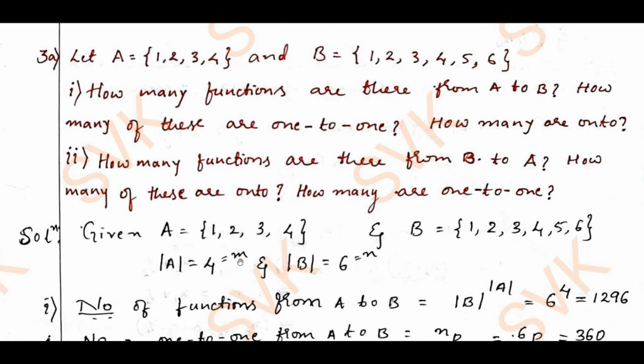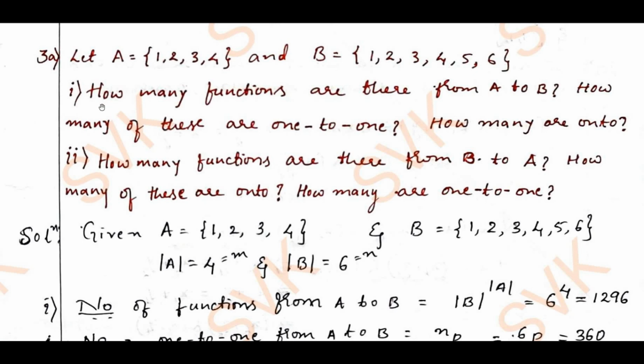I will name that as M. Similarly, the cardinality of B, the number of elements contained in set B, is how much? 1, 2, 3, 4, 5, 6. 6 elements we have. Therefore the cardinality of B is 6. I will name that as N. So the cardinality of A has been denoted by M and the cardinality of B is denoted by N. Now I can say that M equal to 4 and N equal to 6.